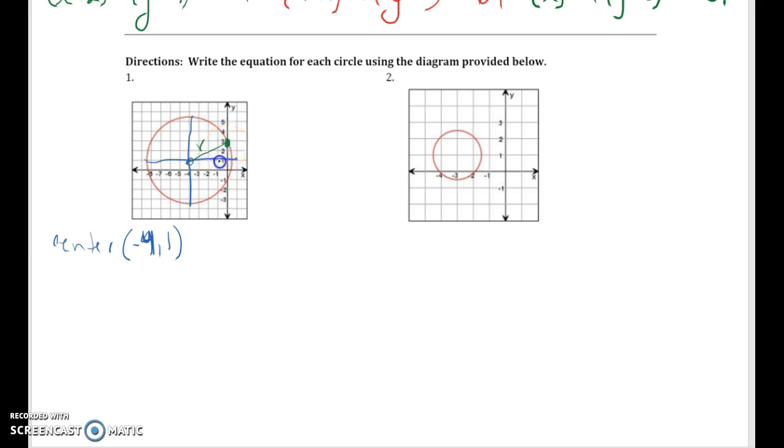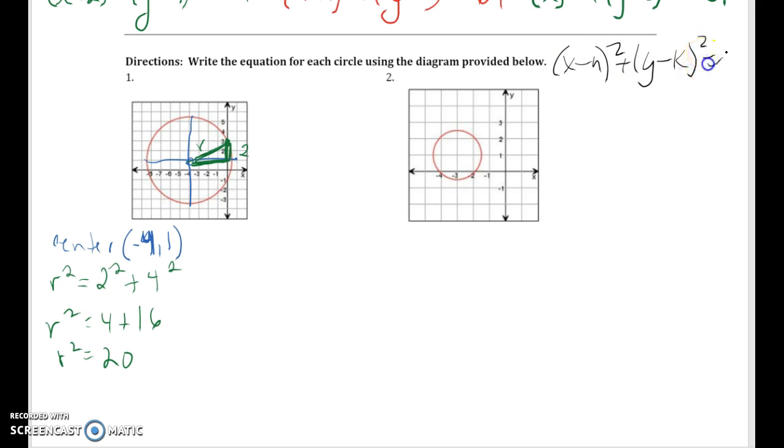Remember, we're going to use the Pythagorean theorem to find out how long that is. Here's my radius. So radius squared equals, this is 2 boxes, 2 squared, plus this is 4 boxes, 4 squared. So radius squared equals 4 plus 16, so radius squared equals 20. If it asked me what the radius was, I would take the square root of both sides. However, in the form of our equation, x minus h squared plus y minus k squared equals radius squared, we just need the radius squared. So I don't need to go any further, and I'm going to write my final answer.